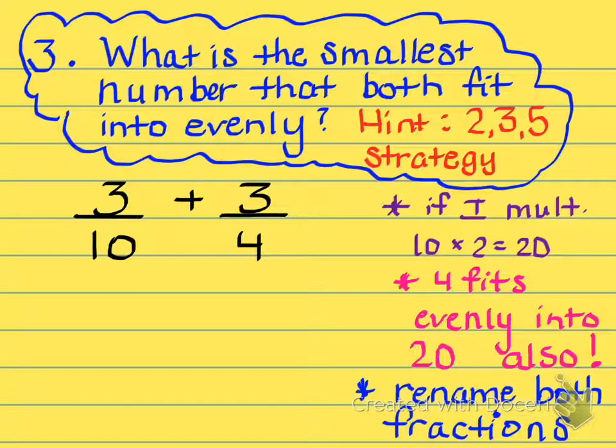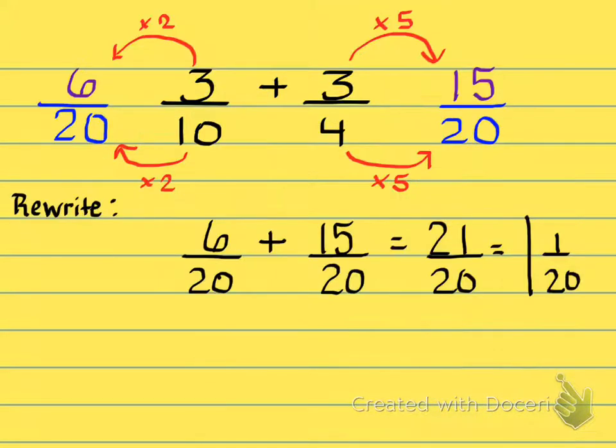So now it says to rename both fractions. On the next page, I've shown you how to do that. I have the original problem, 3/10 plus 3/4. And then we have 20ths. Notice I put the 20ths in blue. And then we had to say what we did to get from 10 to 20. We multiplied by 2, so we have to multiply by 2 on top, so we get 6/20ths. And then we do the same on the other side, but to get from 4 to 20, we have to multiply by 5. So we get 15/20ths.